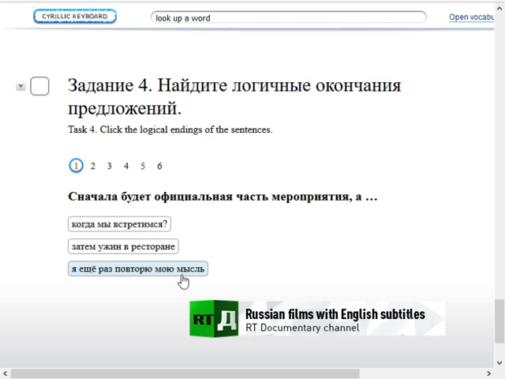Or я еще раз повторю мою мысль. I once again repeat my idea. Well, obviously, it's got to be this. So first, there's the official part of the gathering or the meeting or conference, whatever. And then after that, there's dinner in a restaurant.